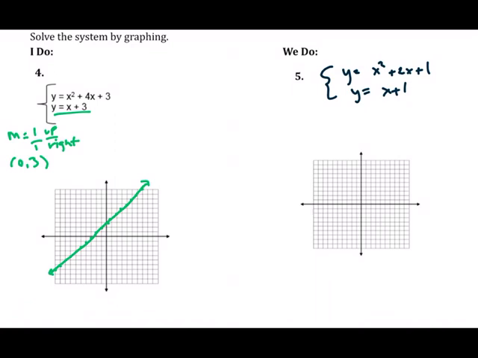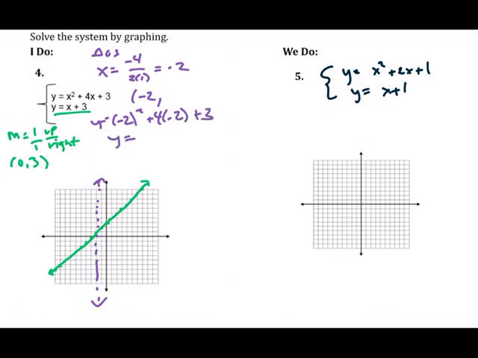All right, now I'm going to graph the quadratic. So the first thing I need to do is find the axis of symmetry. So x equals the opposite of b, which is -4 over 2 times 1. So this is going to be x equals -2 is my axis of symmetry. I'm going to draw a dotted line at x equals -2. I'm going to plug -2 in to find the vertex. So y equals -2 squared plus 4 times -2 plus 3. Y equals 4 minus 8 plus 3, which is -1. So my vertex is -2, -1.